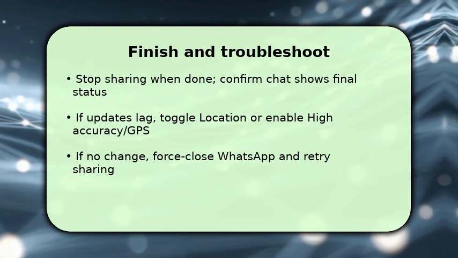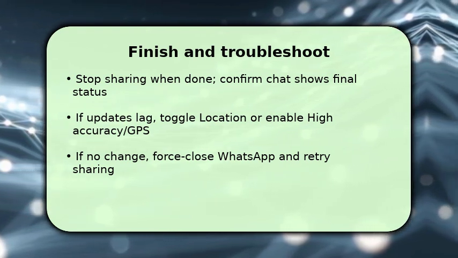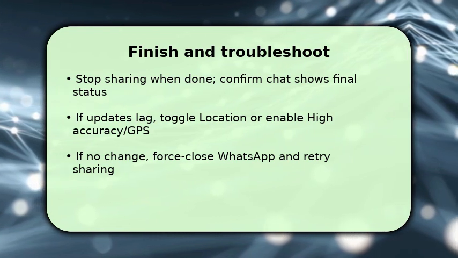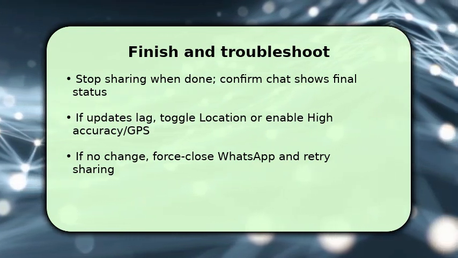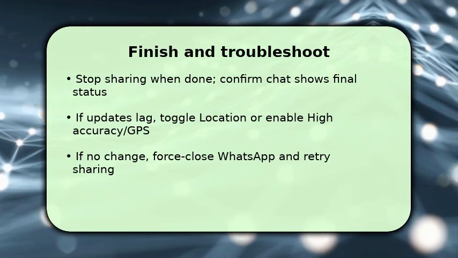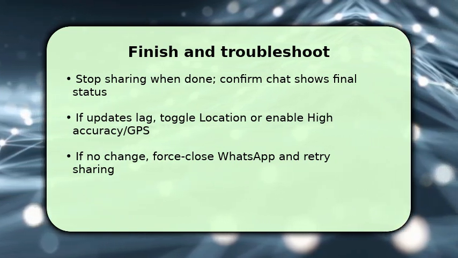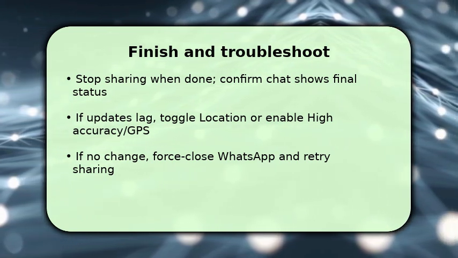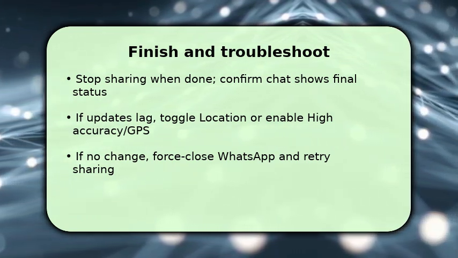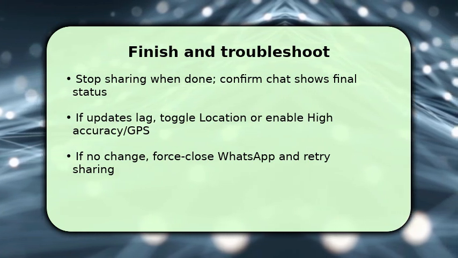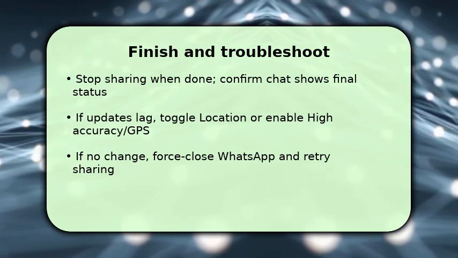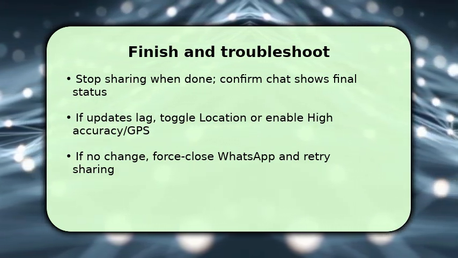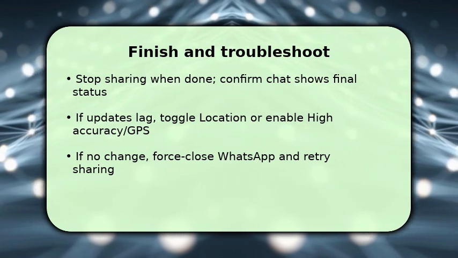If your live updates lag or won't jump, toggle location off and on, or switch to high-accuracy GPS and device settings so fixes are faster. If the map still fails to update, force close WhatsApp and reopen, then reshare location. One key troubleshooting tip: poor GPS or background restrictions often block updates, so make sure background location and battery optimization are disabled for WhatsApp.